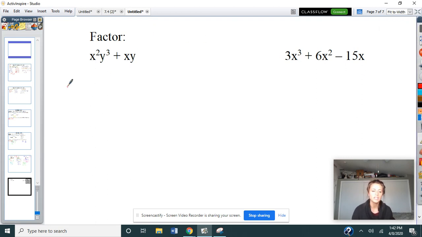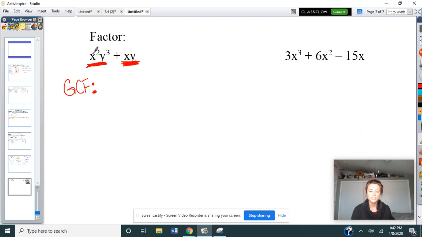We want to find the GCF. That's always the first step, to factor out the GCF. So what does this term have in common with this term? By the way, this is a binomial because there are 2 terms. So if you're looking at this, what do they have in common? They have an x in common. They both have x, and they both have y.